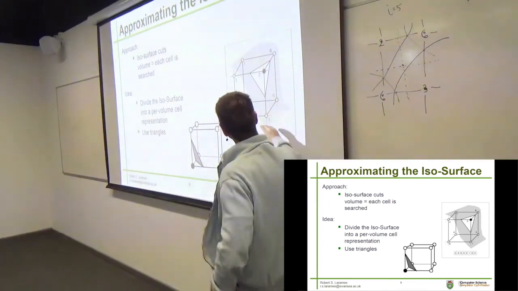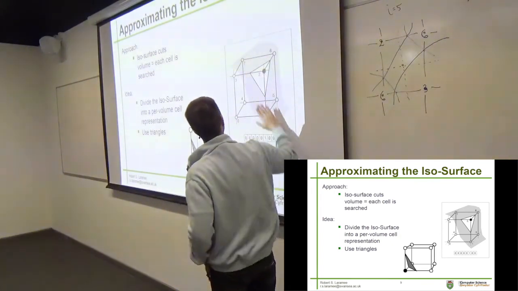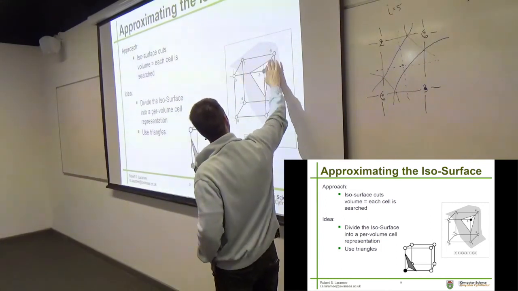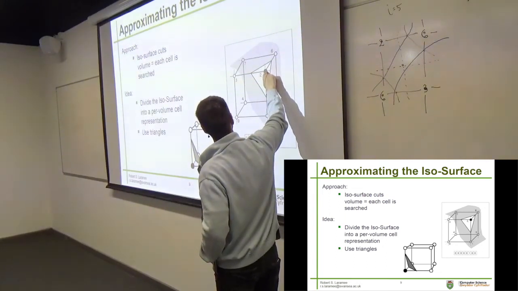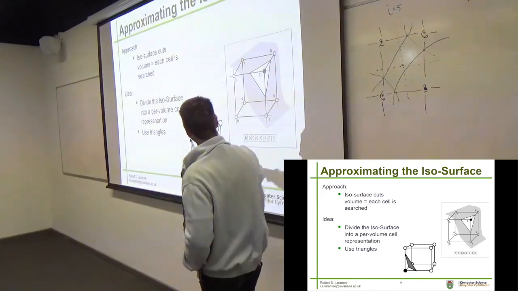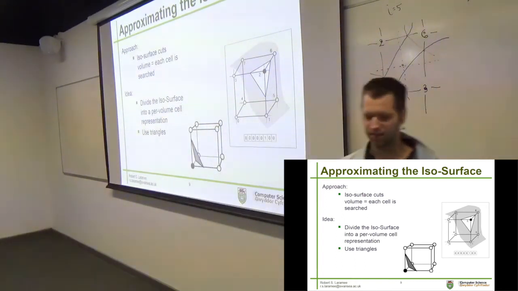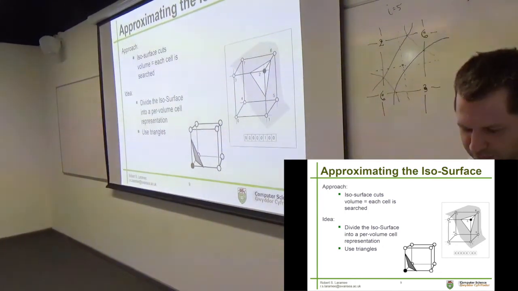So look, this is a schematic of a cube, and that gray thing is a surface passing through the cube, and the marching cubes algorithm has extracted the triangle that's inside the cube that approximates the surface. And that's what it looks like. So that's the idea: approximating the isosurface using triangles.